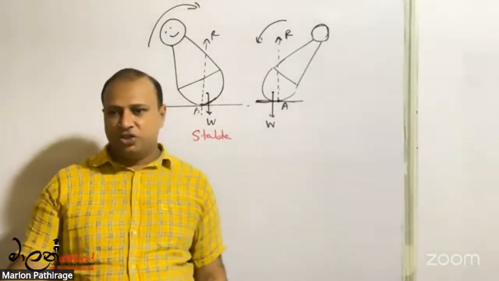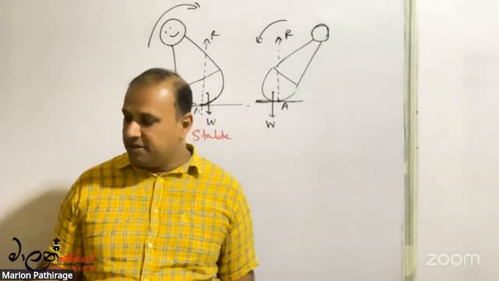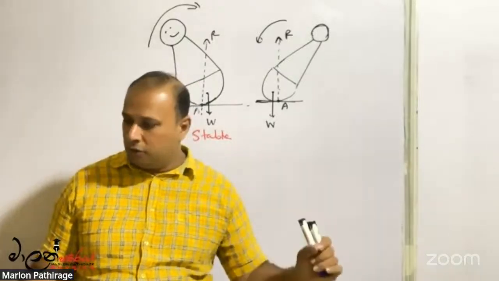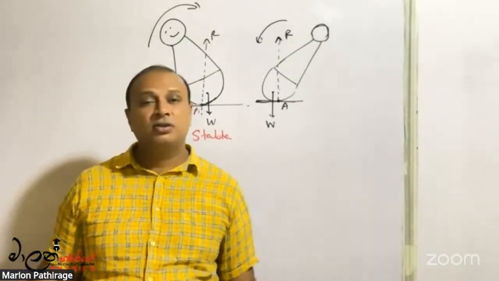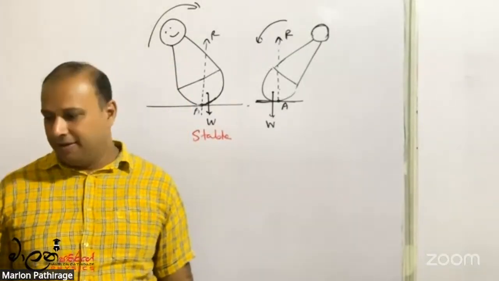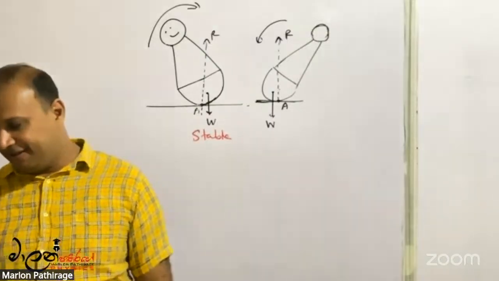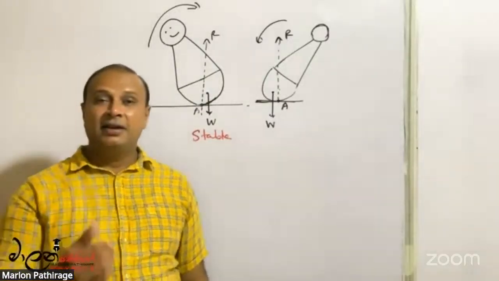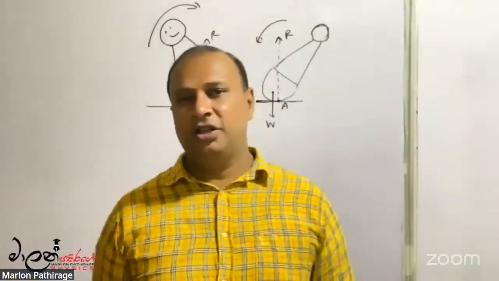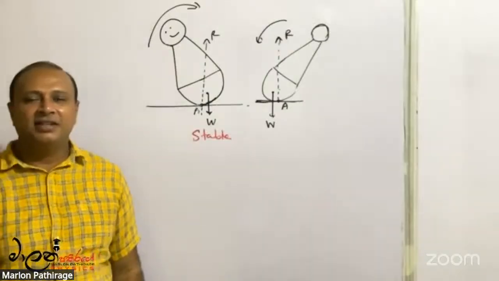Now in this question there are 5 points: A, B, C, D, and E. So once you draw the figure you have to mark those points in your figure, A, B, C, D, and E. So if it is unstable equilibrium condition or neutral condition, you have to select the correct center of gravity.